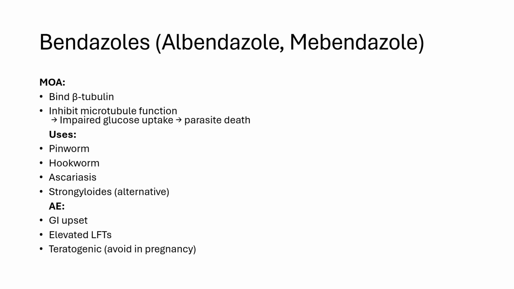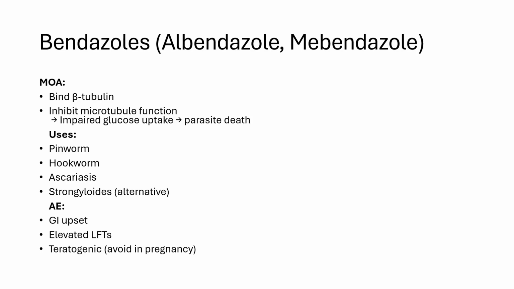Okay, so our bendazoles, albendazole and mebendazole, mechanism of action: they bind beta tubulin, selectively disrupting parasite microtubules. So this leads to inhibiting the microtubule function. It impairs glucose uptake, depletes the parasite's glycogen stores, and ultimately leads to energy depletion and death. So this mechanism is selective for helminths due to the difference in the beta tubulin compared to humans.